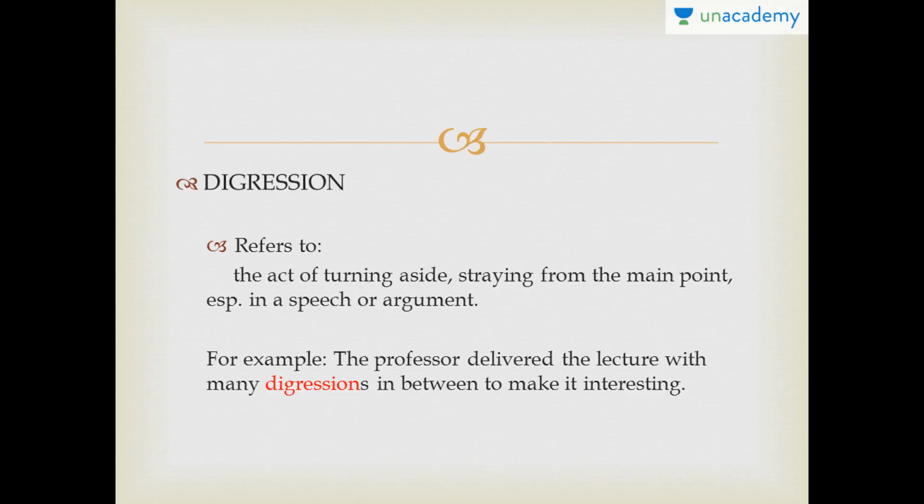The next word is digression. Now, digression is a word that you can actually use in your everyday life in so many ways. Now, let's first look at the example. So, digression basically refers to the act of turning aside, straying from the main point, especially in some speech or argument. So, for example, say I'm talking about a cat, okay, that I plan on petting a cat right now, and then suddenly I'm talking about cats, right?